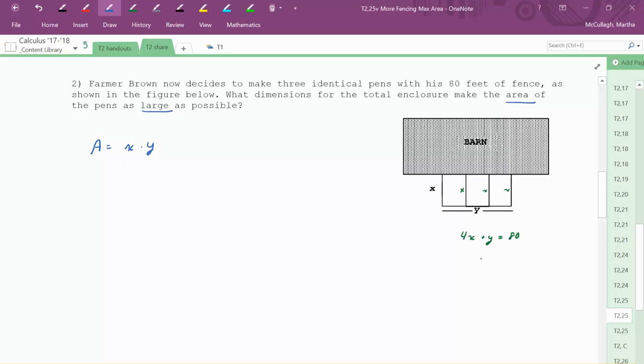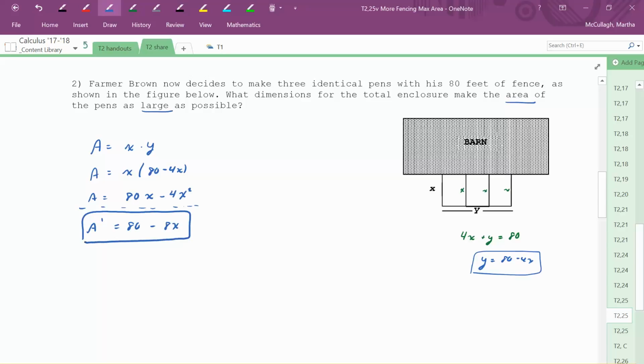So coming back over here, Y is equal to 80 minus 4X, so I can substitute from that. I have A equals X times 80 minus 4X, distributing so that I can take my derivative more easily, 80x minus 4x squared. Taking the derivative, A prime equals 80 minus 8x.